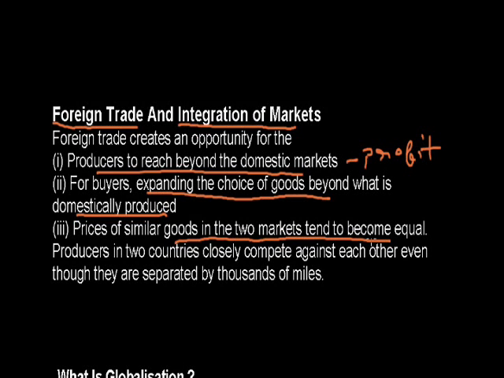The same thing can be thought about the American producer also. So the prices of similar goods in the two markets tend to become equal. Producers in two countries closely compete against each other even though they are separated by thousands of miles. So overall, the 3 points are for the producers, for the buyers and the prices. The foreign trade does integrate the markets throughout the world.